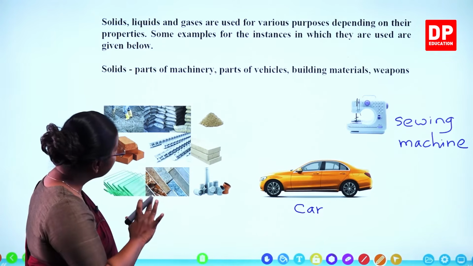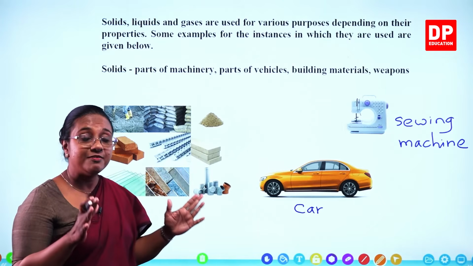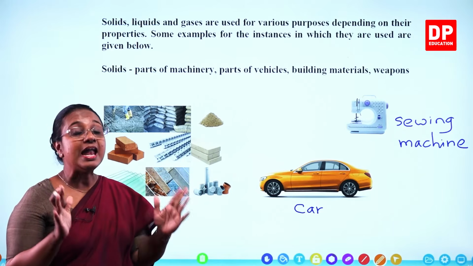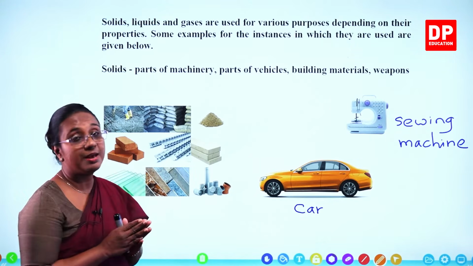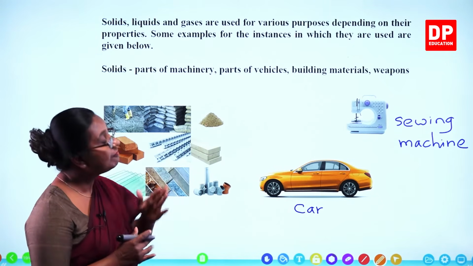So these again have the basic properties of solids. They have a definite shape, definite volume, they cannot be compressed and they have high density. So because of that, we can use them to make buildings. So uses of solids. Then weapons.